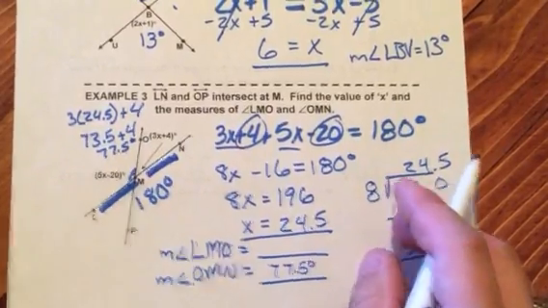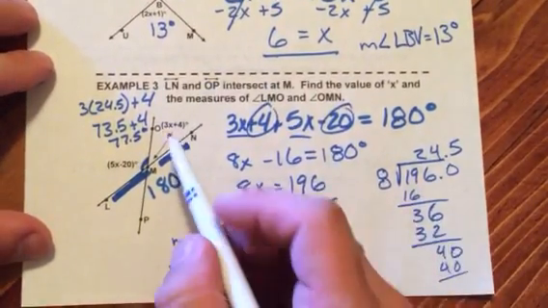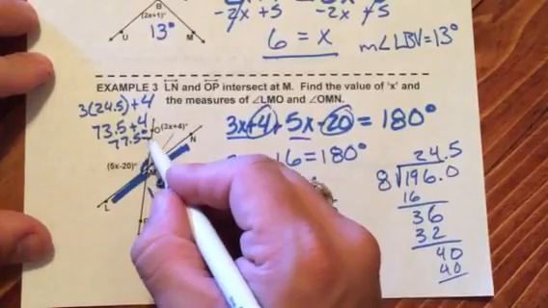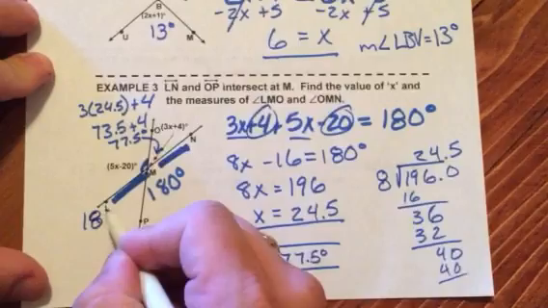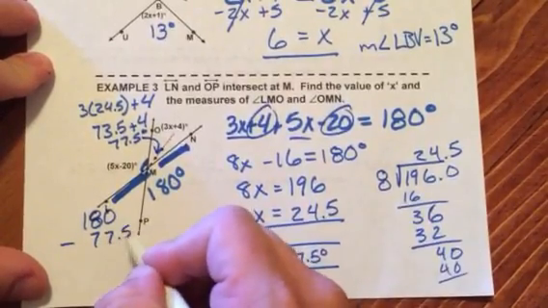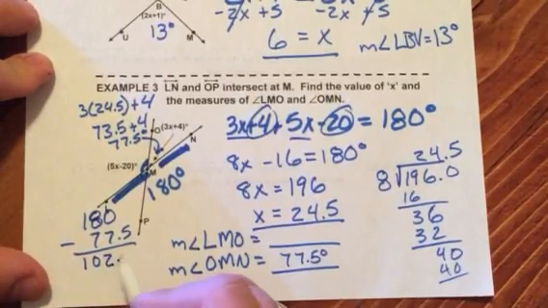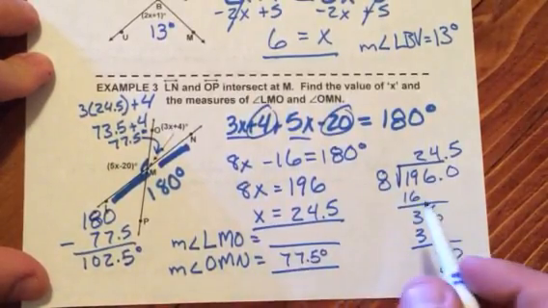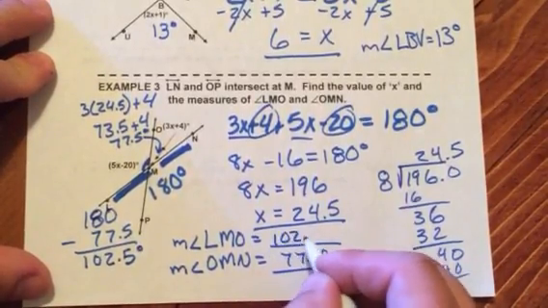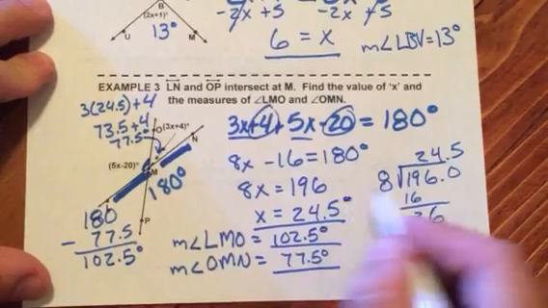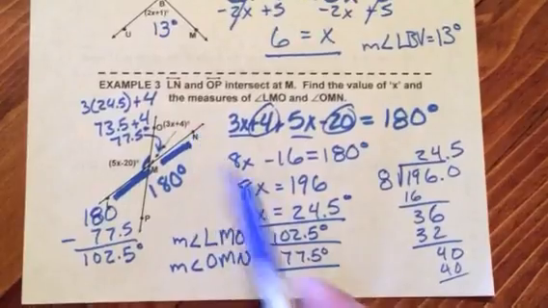Now the best part about them being a linear pair is that instead of having to plug it in and do more math, I can say OMN is 77.5 degrees. So 180 minus my 77.5 degrees should give me my other angle, which is 102.5 degrees. So I can say that the measure of angle LMO is 102.5 degrees. And just like that, I found both angles off of my linear pair.